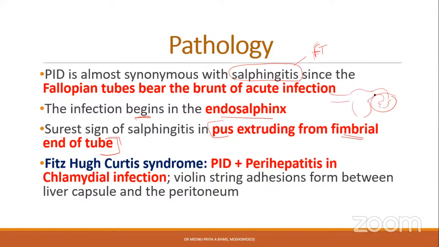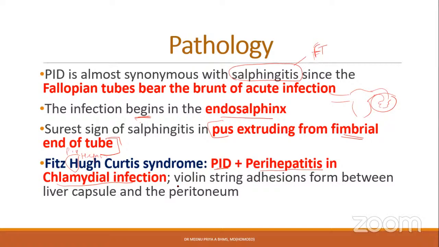Okay, and then Fitz-Hugh-Curtis syndrome. There is something called Fitz-Hugh-Curtis syndrome. It is PID, pelvic inflammatory disease, along with liver involvement, perihepatitis, in chlamydial infection. It usually occurs in chlamydial infection. If there is PID with perihepatitis, it is called Fitz-Hugh-Curtis syndrome. So just remember H is there, hepatitis, perihepatitis, along with PID.